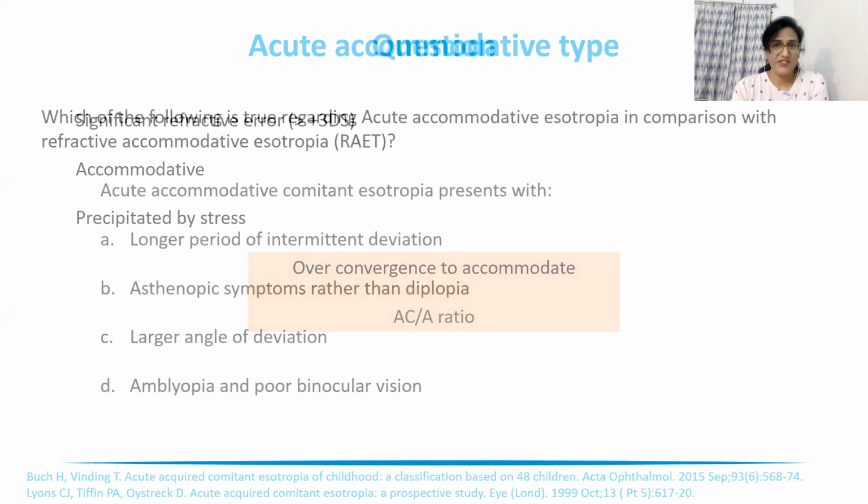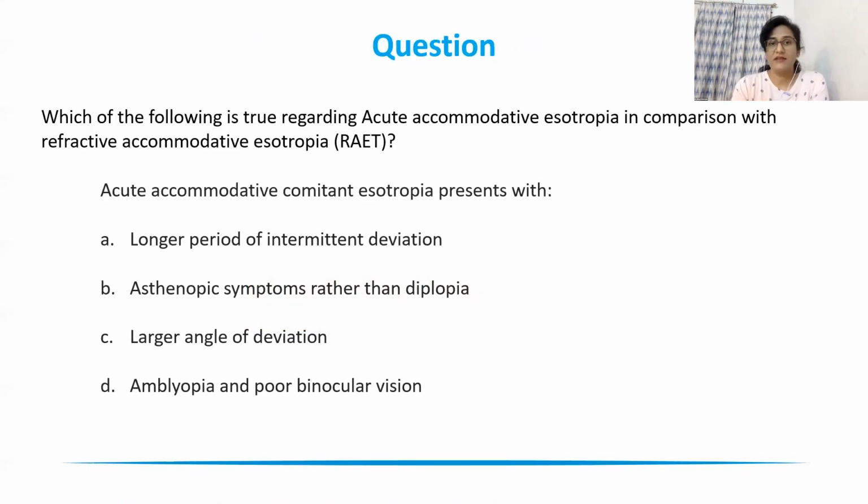So let me just ask you how you think an acute accommodative esotropia is different from a refractive accommodative esotropia. Which of the following is true regarding acute accommodative comitant esotropia? Is it that in acute accommodative, there's a longer period of intermittent deviation? Maybe they present with asthenopic symptoms rather than diplopia. Maybe there's a larger angle of deviation, or they present with amblyopia and poor binocular vision. Okay, so it looks like there's a lot of confusion here. So maybe it's not so clear as to how an acute accommodative esotropia is different from a refractive accommodative esotropia.